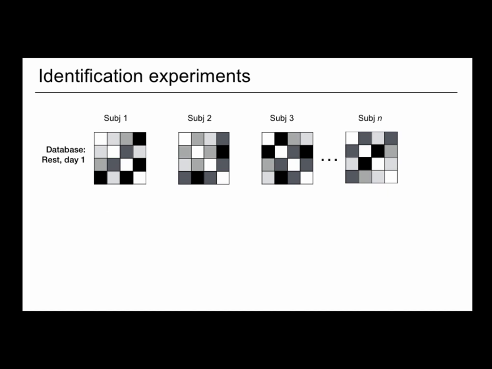The way that we did this was we would choose one condition to serve as the database. For example, we might choose the resting state run from day 1. So we have all of our connectivity profiles calculated from this session.